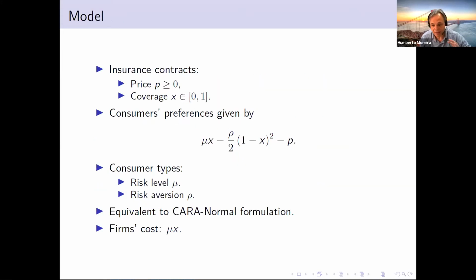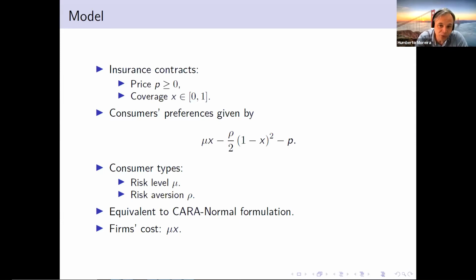So the model. As I said, the model is very simple in a way. An insurance contract is a pair of real numbers. One is the price, per unit of contract, and the other dimension is the coverage, which is going to be normalized between 0 and 1. So you can think of it as a share of coverage.